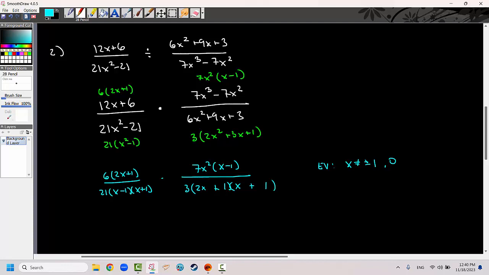And then x cannot also equal negative 1/2, because of this bottom deal here. And of course, the negative 1 is covered under this x plus 1.